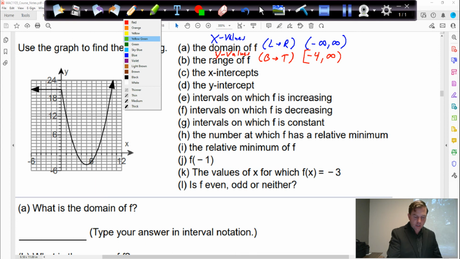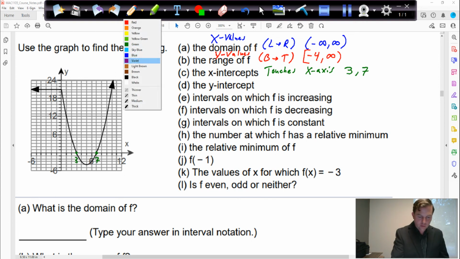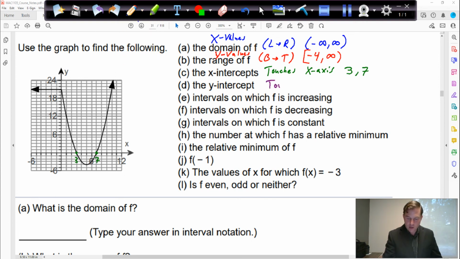The next thing it asks for is x-intercepts. X-intercepts is where it touches the x-axis. And there's 2 spots right here and right here. And we just have to record the x values for those dots. So 1, 2, 3, 4, 5, 6, and 7. So 3 and 7 are where the graph touches the x-axis. For the y-intercept, that's where it touches the y-axis. And so it's right here at this corner, and that has a y value of 21 if you count.